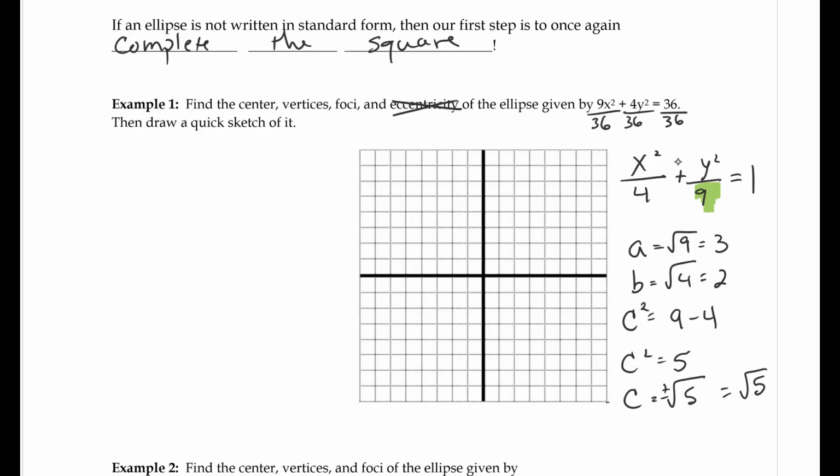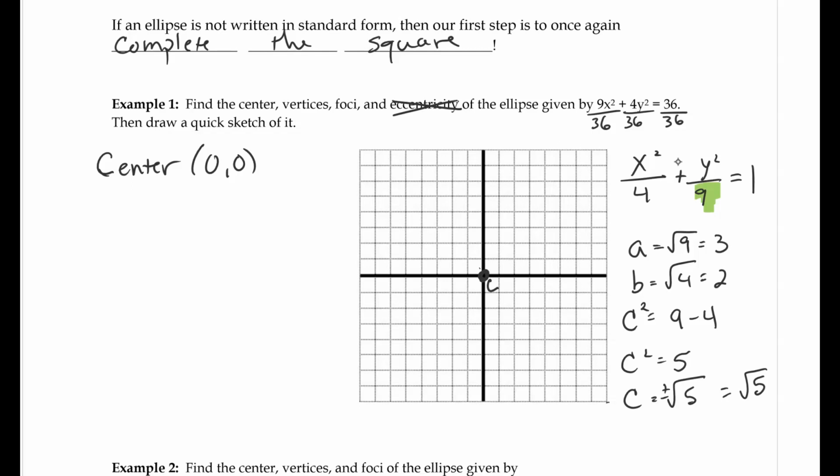First of all, what is our center if I do not have any values with the x squared and y squared? Well, our center is at 0, 0. It's at the origin. So here's our center. Now, how do we find the vertices? Well, the vertices, the easiest way to do this is use the fact that our major axis, from the center point, we will add A or subtract A from that point.